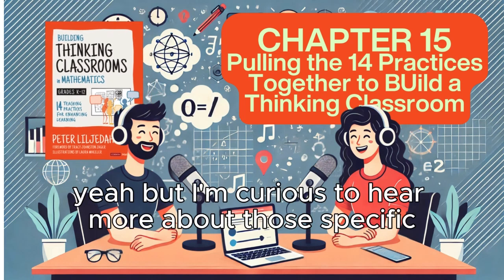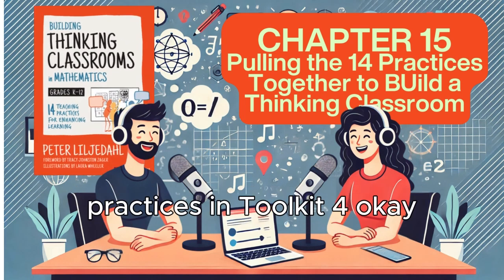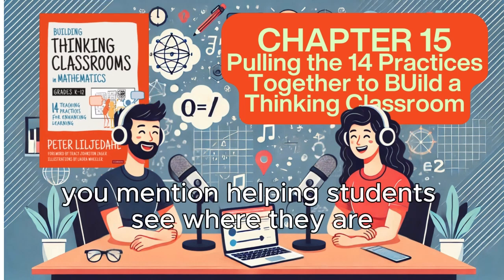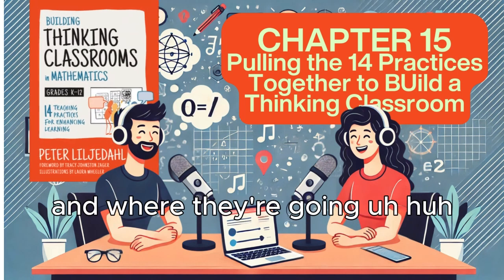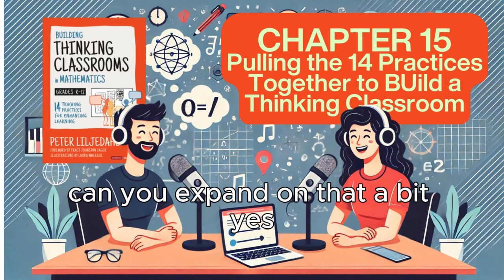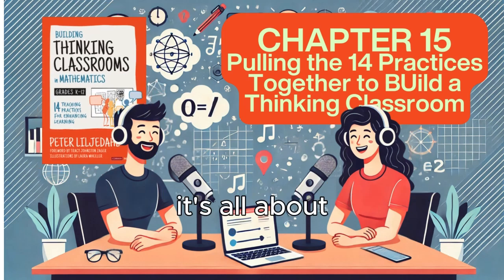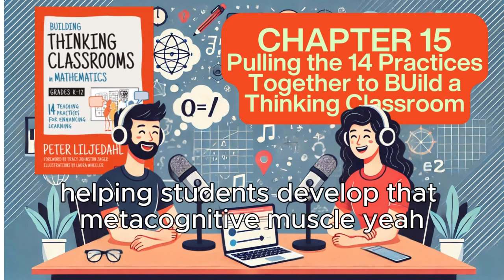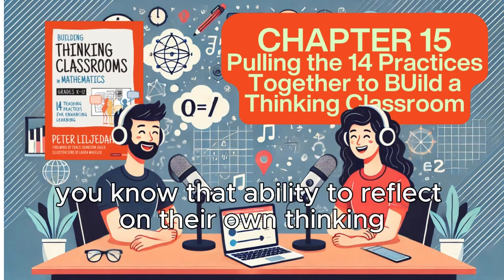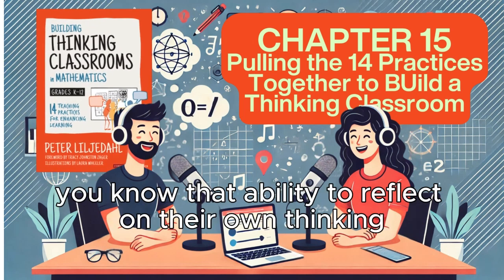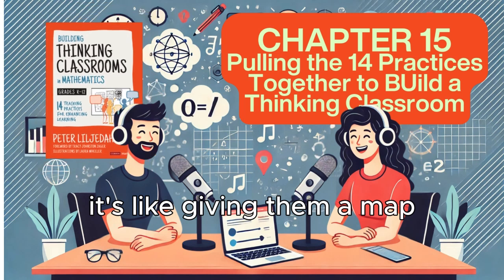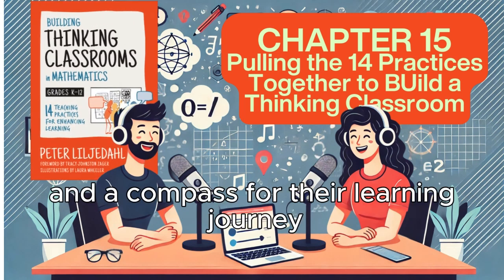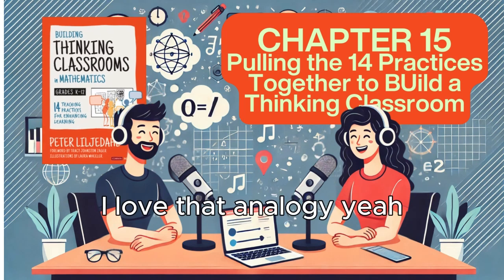But I'm curious to hear more about those specific practices in Toolkit 4. You mentioned helping students see where they are and where they're going. Can you expand on that a bit? It's all about helping students develop that metacognitive muscle, that ability to reflect on their own thinking and to identify areas for growth. It's like giving them a map and a compass for their learning journey.